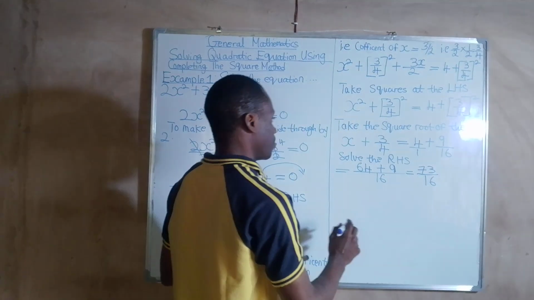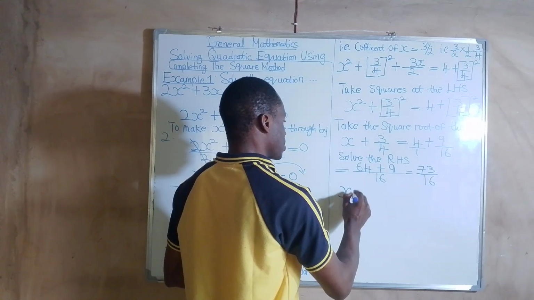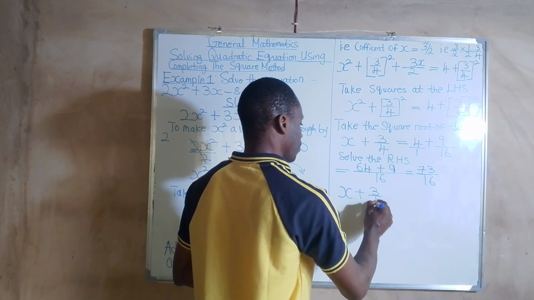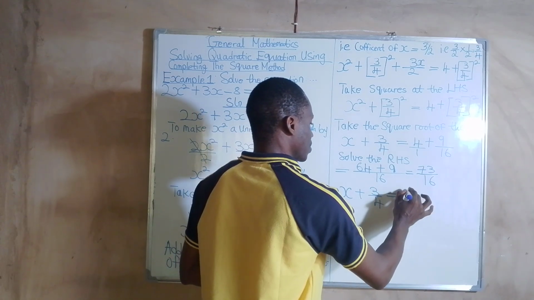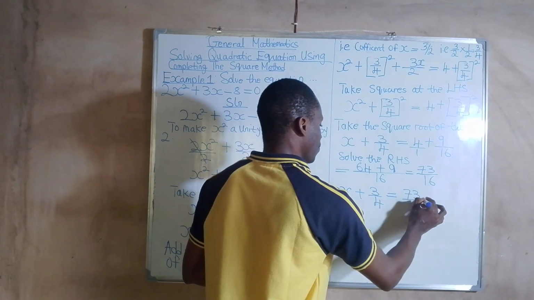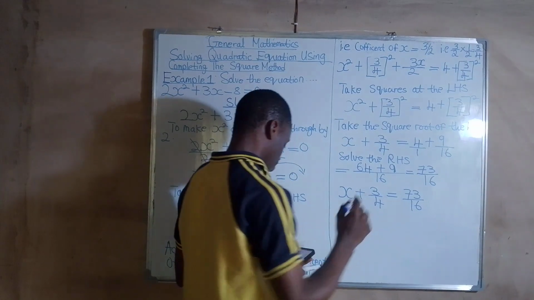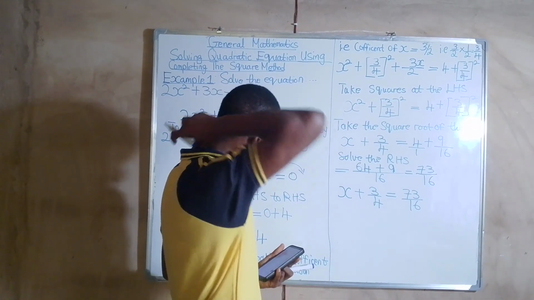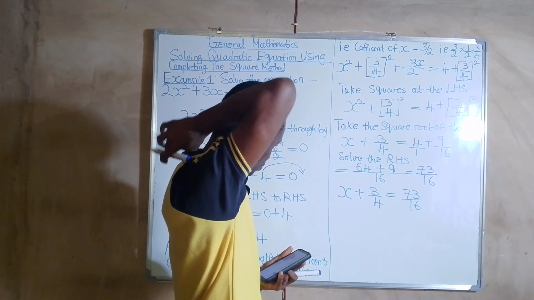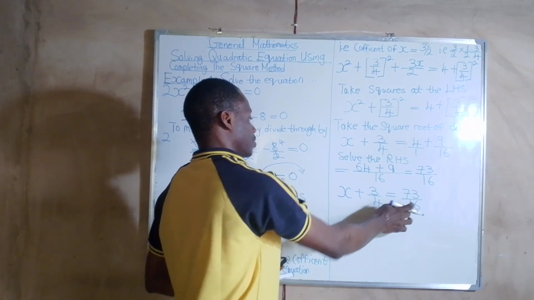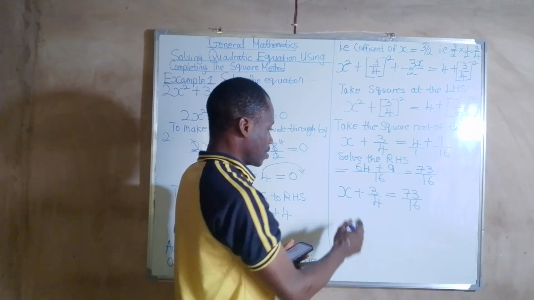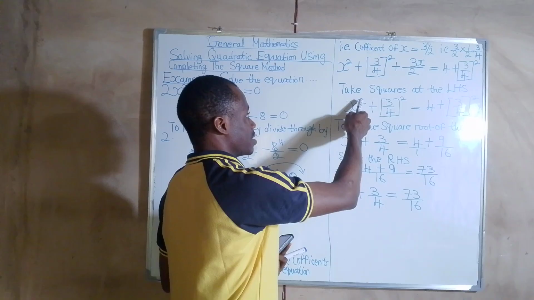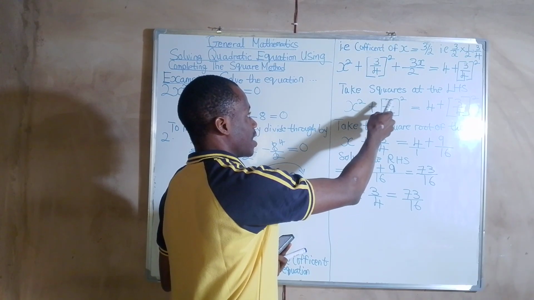Yeah. Now you can come back again and say x, you concentrate on this one again. X plus 3 over 4 is equals to 73 over what? 16. Good. Now, are you seeing this now? Yeah. You have done this. And this one is x plus 3 over 4. Now, if you remember, we say take the squares. Take square at the left hand side.